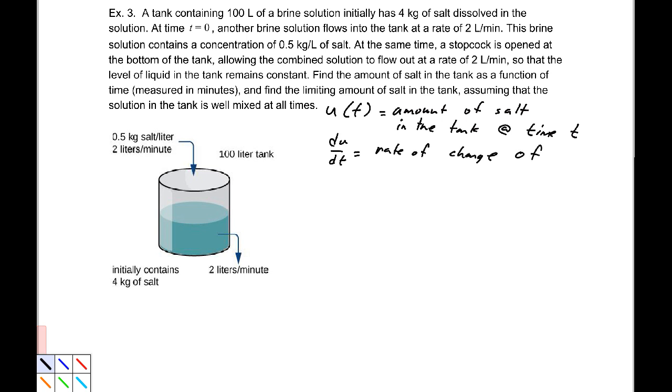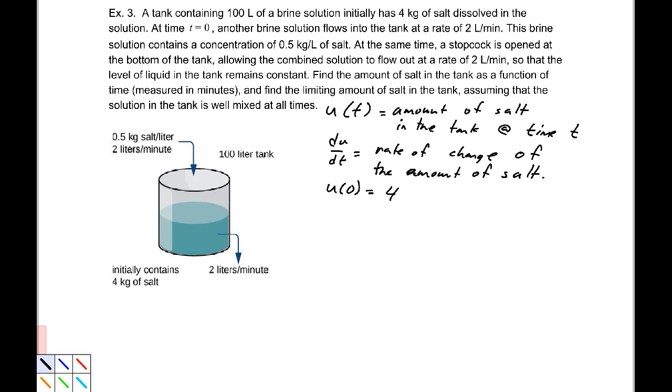First, we want to know how much salt is in the tank. So I'm going to define a function u of t, that is the amount of salt in the tank at time t, which means that du dt, the derivative of that with respect to time, is the rate of change of the amount of salt. With this additional fact that the initial amount, u of 0 equals 4. The amount of salt initially is 4 kilograms.